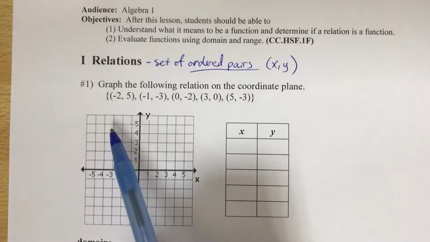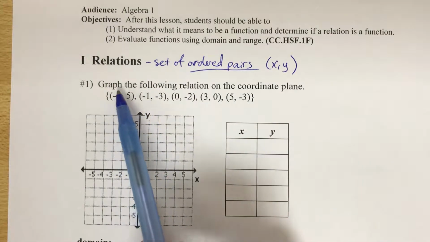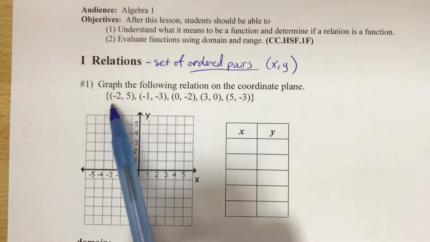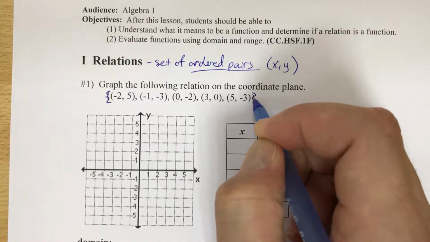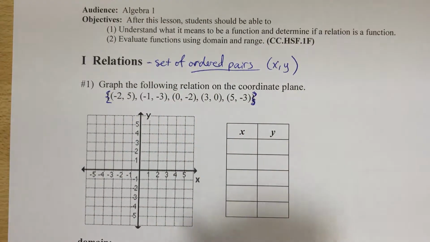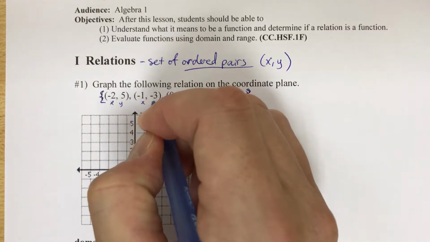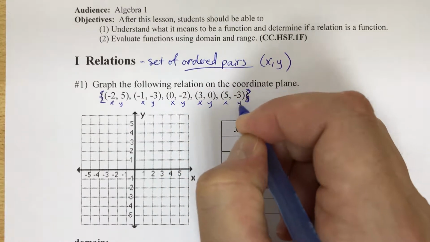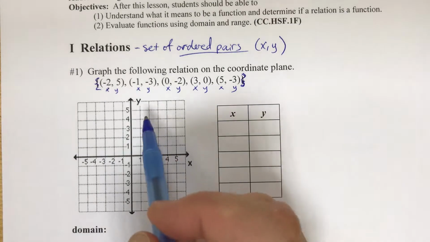So in number one, there are different ways we can look at relations. One way, we can graph the following relation on the coordinate plane. You'll see here's the set, the brackets. That means that's a set, a group of data. These are all xy's, the ordered pairs, the points. So one way that we can look at a relation is to graph them.